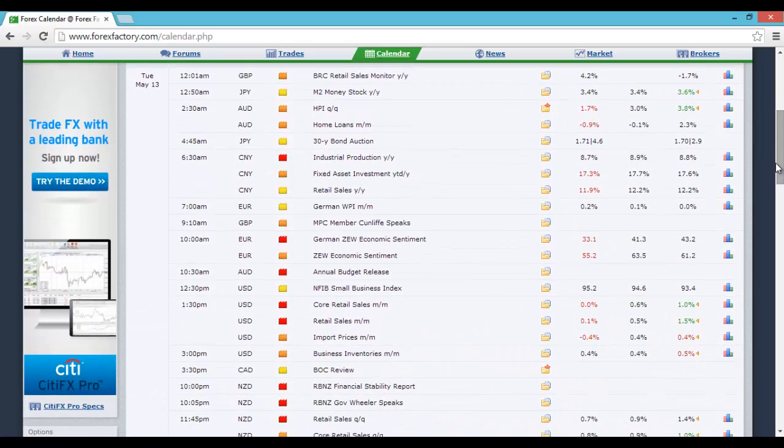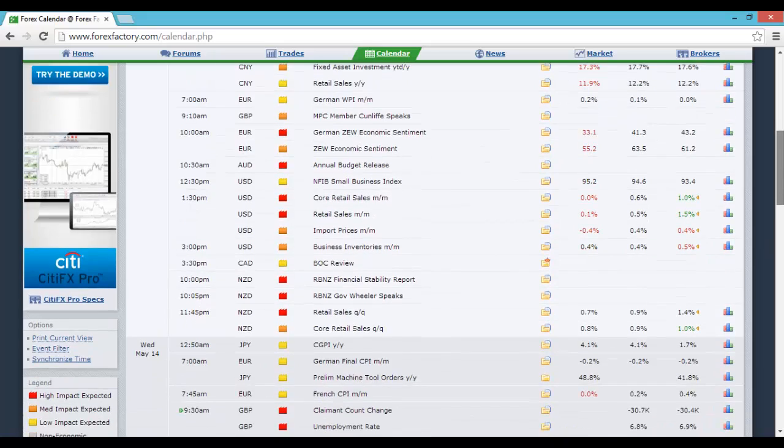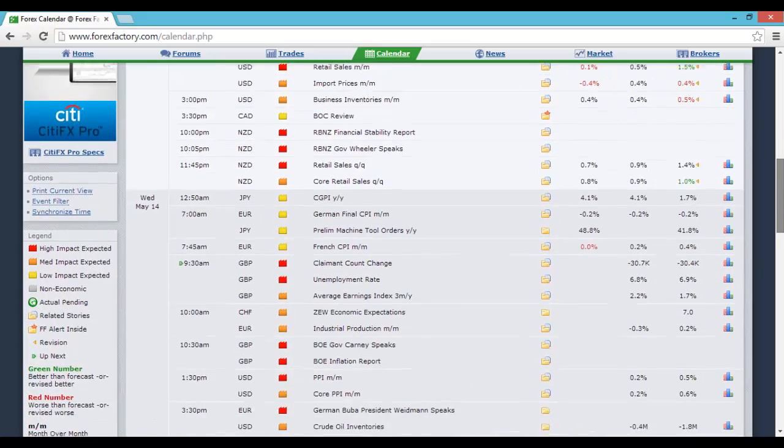Yesterday there was quite a bit out. So in terms of overnight in China, the industrial production year on year, we had some weak German ZEW economic sentiment, both from the ZEW and the German one, very weak numbers there. We had from Australia the annual budget release yesterday at 1:30. Had retail sales, both came in weaker than expected. We had some overnight sort of New Zealand things as well, so retail sales, etc, etc.